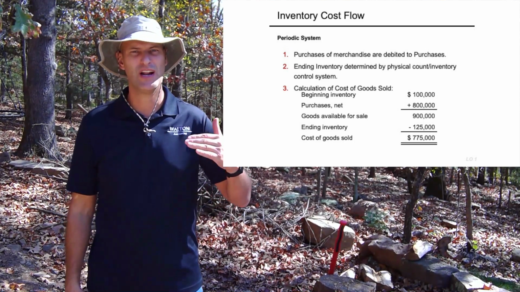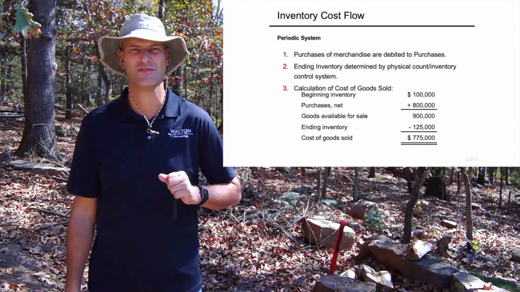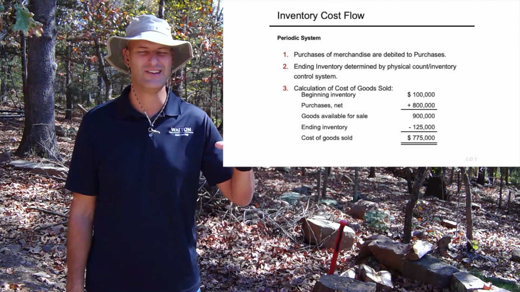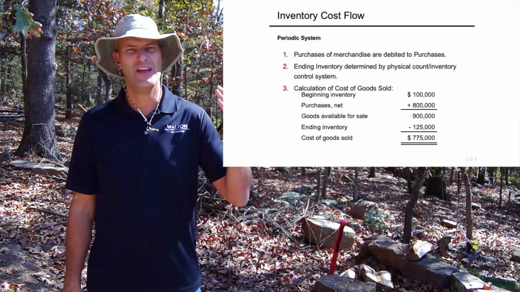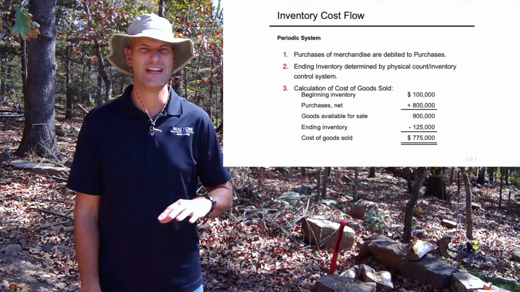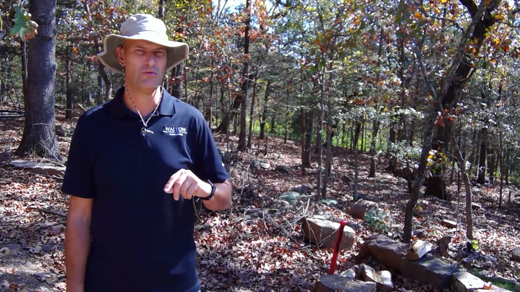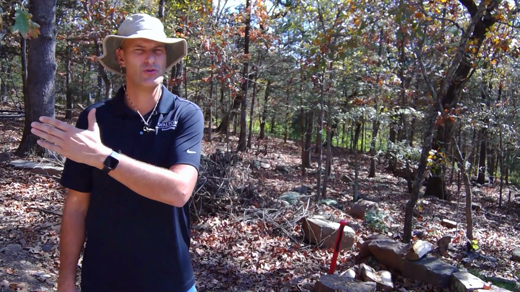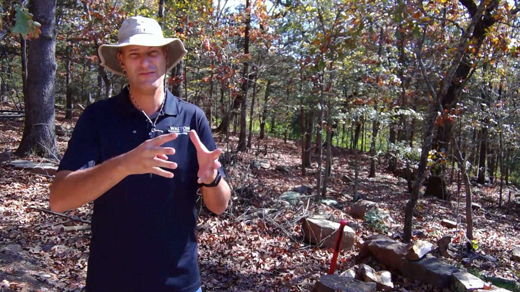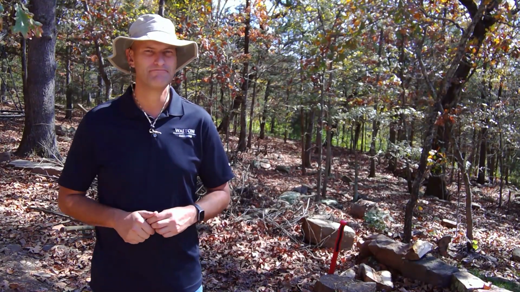So under a periodic system, purchases of merchandise are debited to purchases, not the inventory account itself. Ending inventory is determined by a physical count or the inventory control system, depending on what you're doing here. Then you calculate cost of goods sold using the formula that we just walked through. That is a periodic system, and it is predominantly what we will be using as we work through this entire chapter. We figure out what inventory is at the end, and that gives us the cost of goods sold for the period.